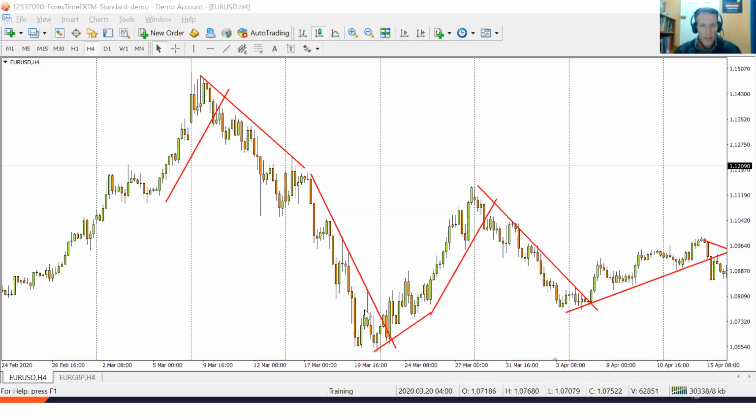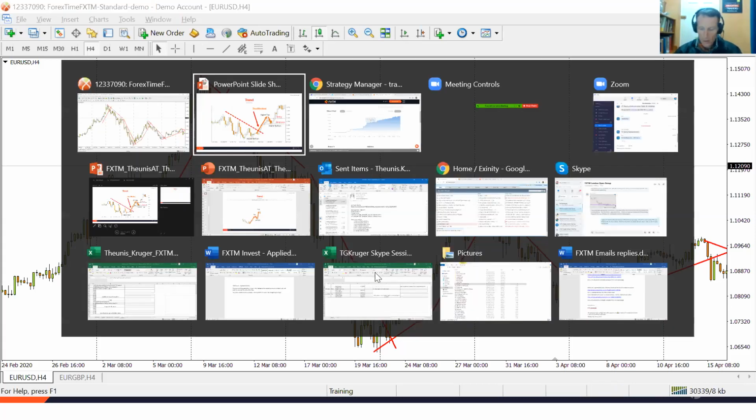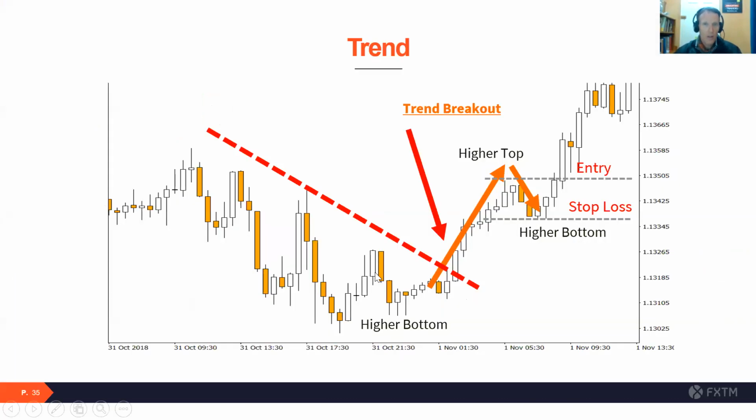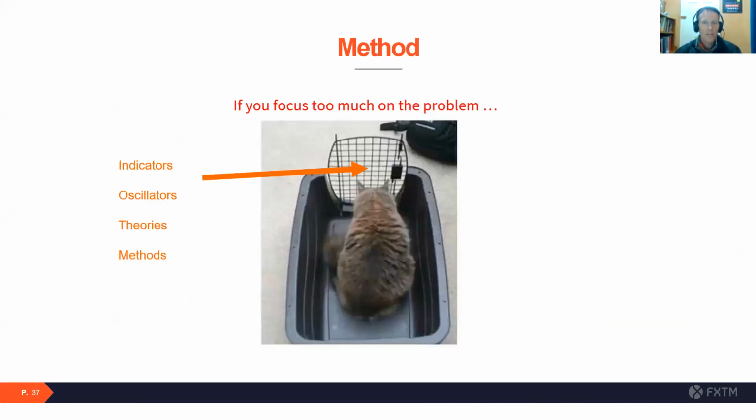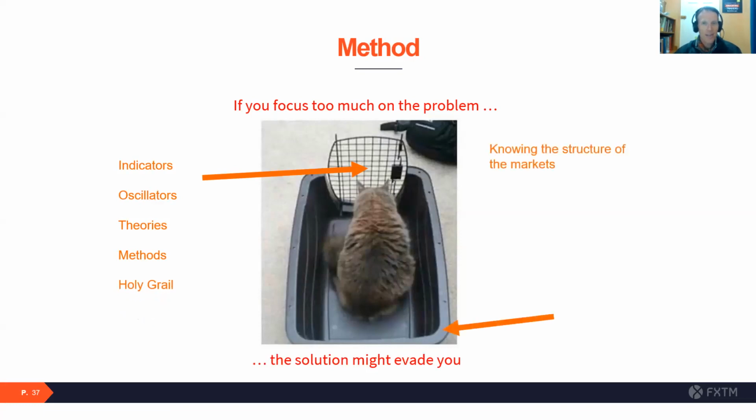Let's take the next step. Okay, I'm going to skip a few of these things. This is not necessary. Guys, focus too much. I love this picture, guys. Cats are interesting creatures. This cat is sitting there staring at this grid in front of him. Meantime, there's no covering. If you stare long enough at the problem, then you don't see the solution that is very much obvious, and that you can get out of that box anytime.